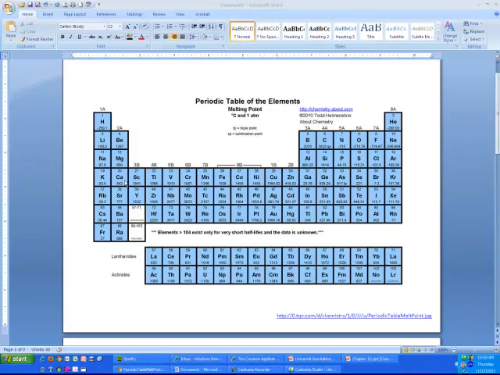For example, if you look at calcium, 842 degrees Celsius melting point, I would consider that to be a high melting point. And if we look at sulfur with 115, that would be a lower melting point. Even lower would be oxygen at negative 218. That would be nonmetals.